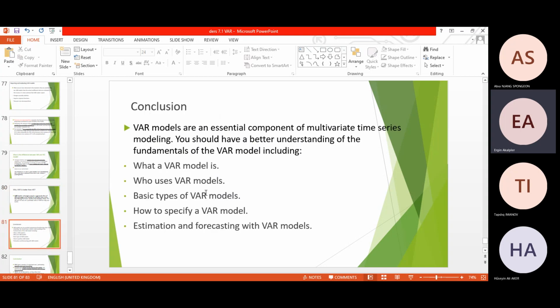As a concluding remark, we may say VAR models are an essential component of multivariate time series modeling. You should have a better understanding of the fundamentals of the VAR model, including, as I started in the beginning, what a VAR model is, who uses VAR models, basic types of VAR models, how to specify a VAR model, and estimation and forecasting with the VAR model.